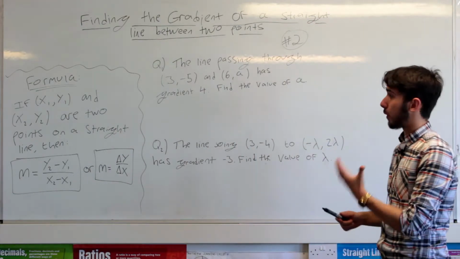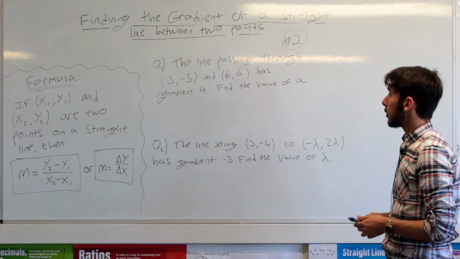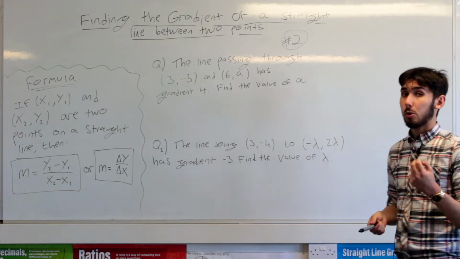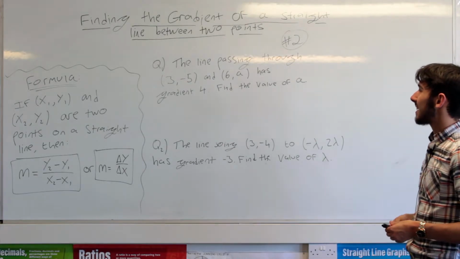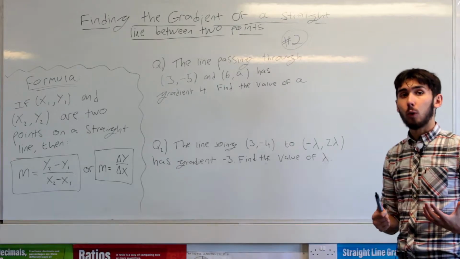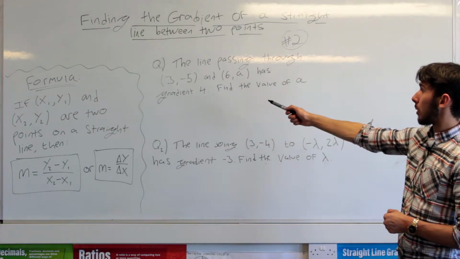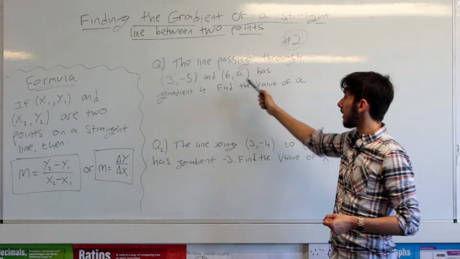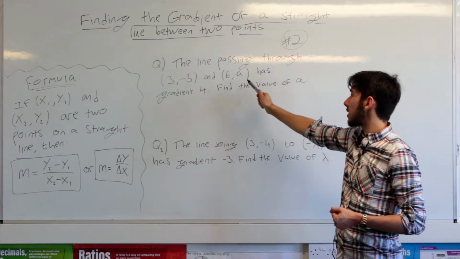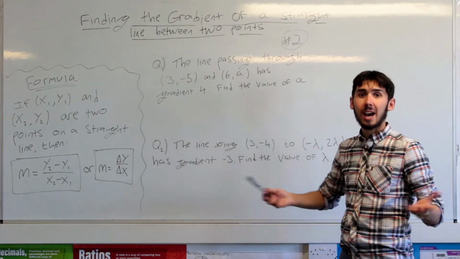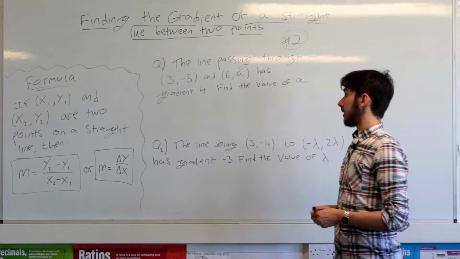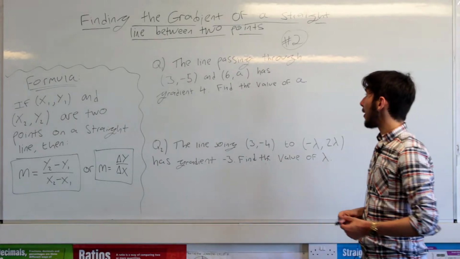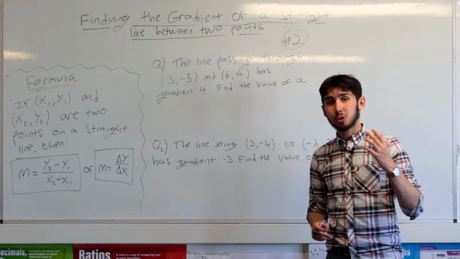So for example, we've got two questions here. In the first one, question 1 at the top, we've got the line passing through the coordinate (3, -5) and (6, a) and it has a gradient of 4. So they tell you one full coordinate, they tell you half of the information in the second coordinate. They give you a 6, but not what the y coordinate of the second one is. They just tell you that it's a, which could be anything. But they tell you that it's got a gradient of 4, which is going to help us quite a lot. Find the value of a. Okay, so let's just dive straight into the video.